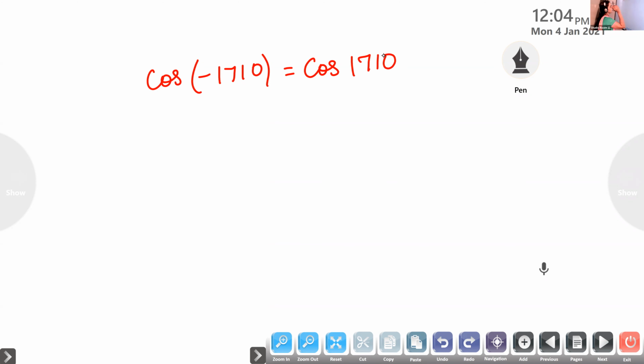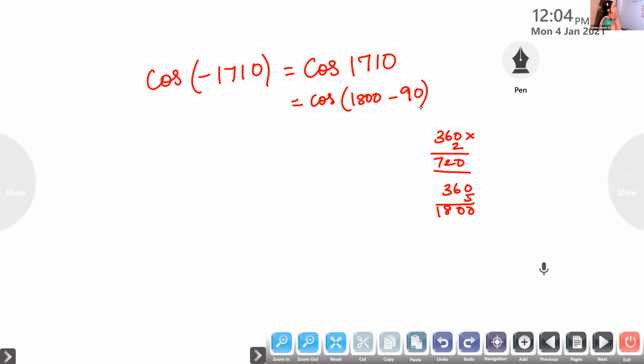Now try to express this 1710. It is more than 360, isn't it? What is 360 into 2? It is 720. What is 360 into 5? It is 1800. So we can write this as cos of 1800 minus 90. Is it correct? Okay, you can express it in terms of 1800 minus 90.